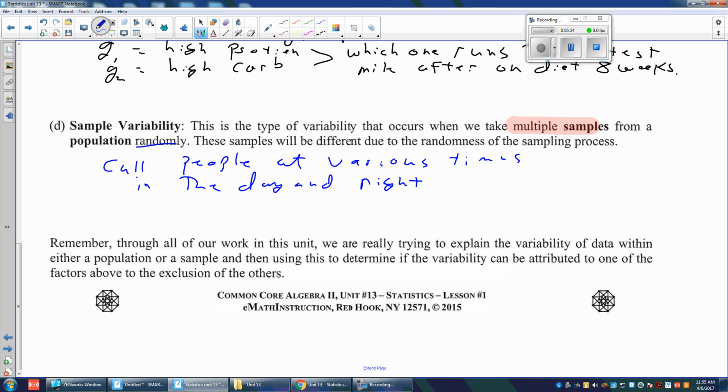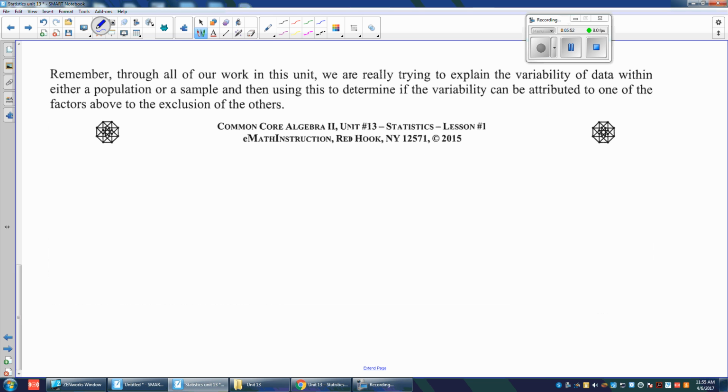We're going to have people that work different shifts, people who work the day shift, people who work the night shift. So that's sample variability, but that doesn't mean that they're going to vote for someone different, or one group is going to eat more potato chips, or they like Pepsi versus Coca-Cola. Not because of the time of day, but we're going to try to get a total sample.